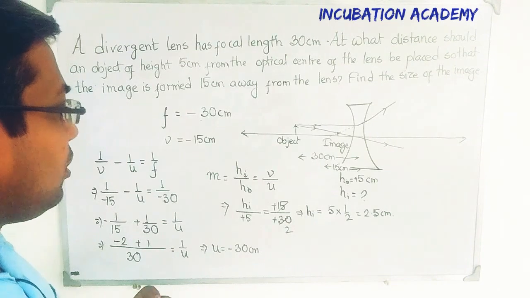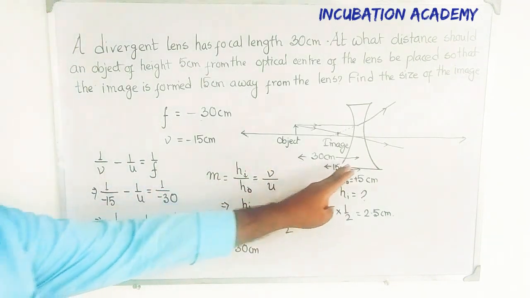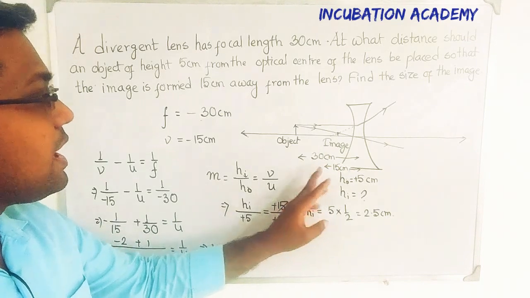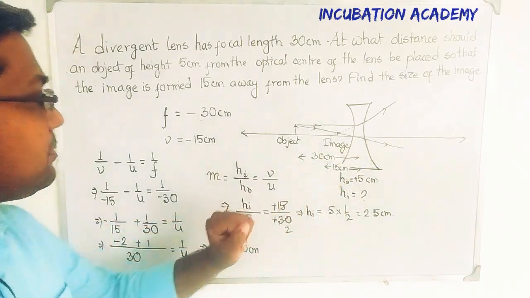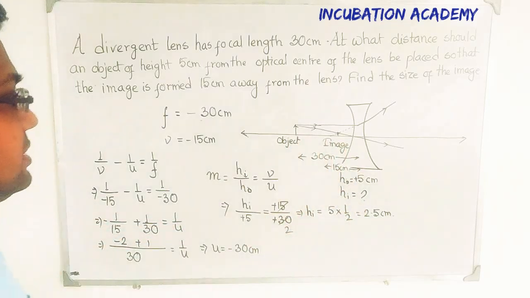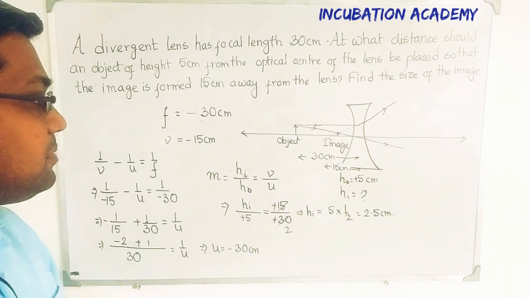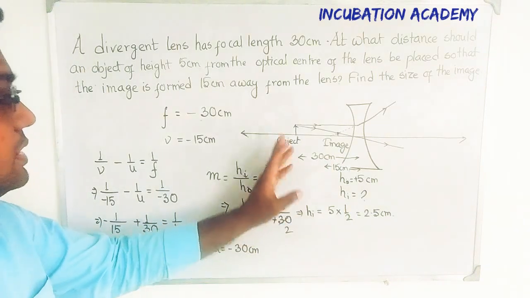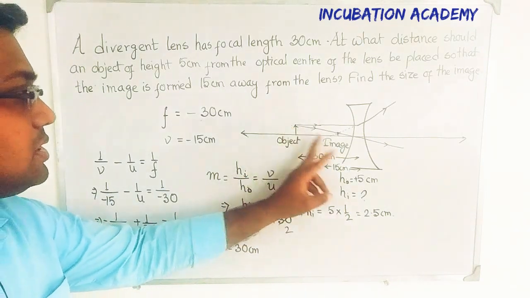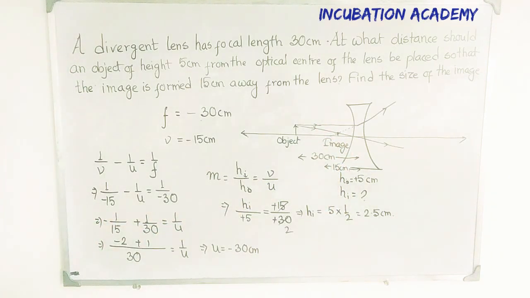So a divergent lens of focal length 30 centimeter is placed here. Okay, an object is placed here which is at a distance 30 centimeter from the lens. Okay, the image is formed at a distance 15 centimeter from it. Okay, here the size of the object is 5 centimeter, so half of the size of the image is formed. Okay, so this is the thing.